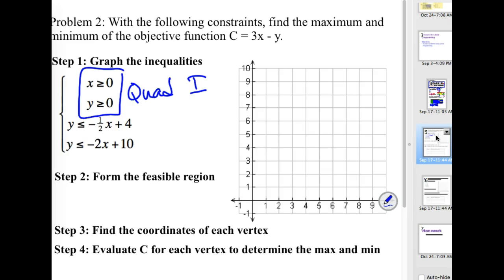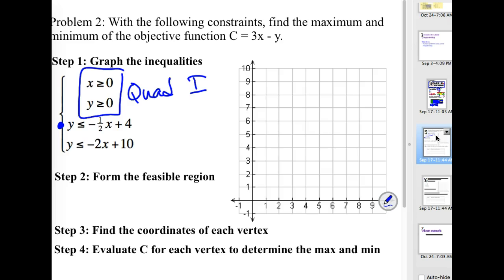So if you have a problem that has a lot of constraints, you maybe don't want to shade that. You might want to just make a notation on there that we're just in quadrant 1, okay? But let's go ahead and get these two drawn, okay? How would we graph this first one? And I always like to label what color it is so that I can keep them straight. Okay, how would I graph y is less than or equal to negative 1/2 x plus 4?